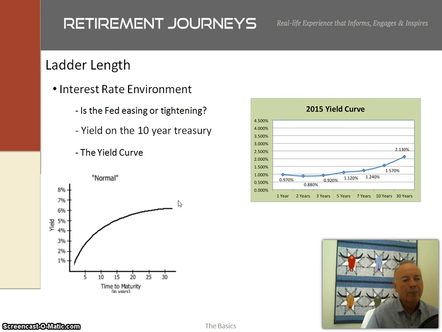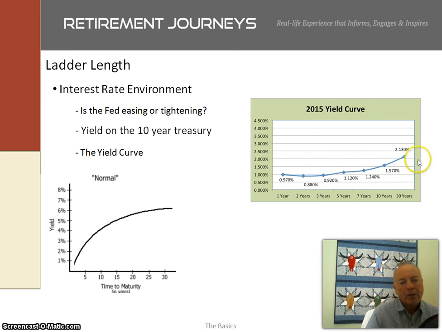Now, in today's world, I know this is 2015, but it also applies to today, 2016, we have a flat yield curve or an inverted yield curve. So when you look out at 30 years, you're not getting a lot of yield for the additional risk, say compared to just a bond that matures in 5 years.